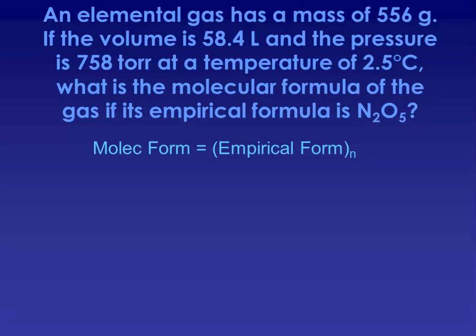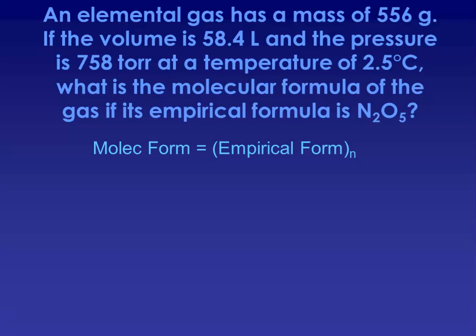So the final example that we're going to look at is going to use molar mass with the ideal gas law to determine a molecular formula of a chemical substance. In this example, our gas has a mass of 556 grams. Its volume is 58.4 liters and its pressure is 758 torr when it's at a temperature of 2.5 degrees Celsius. We want to know what the molecular formula is of our gas if the empirical formula is N2O5.